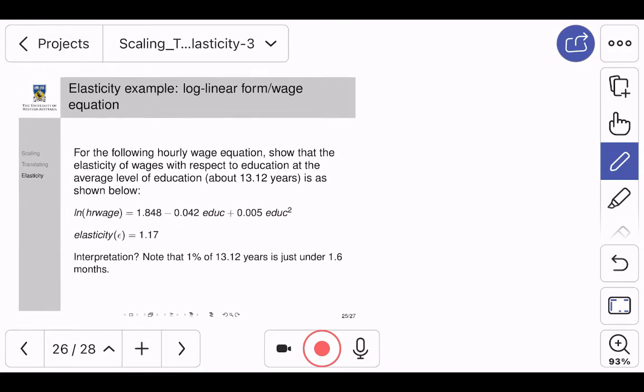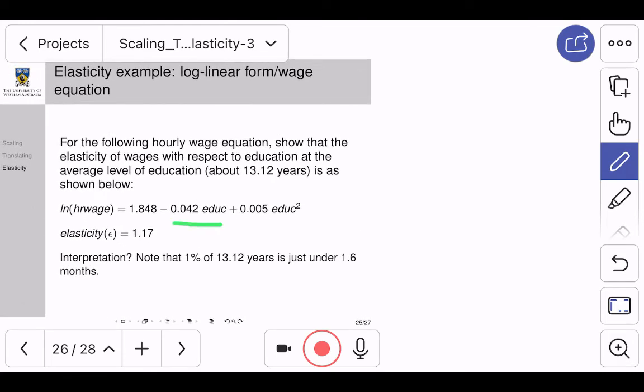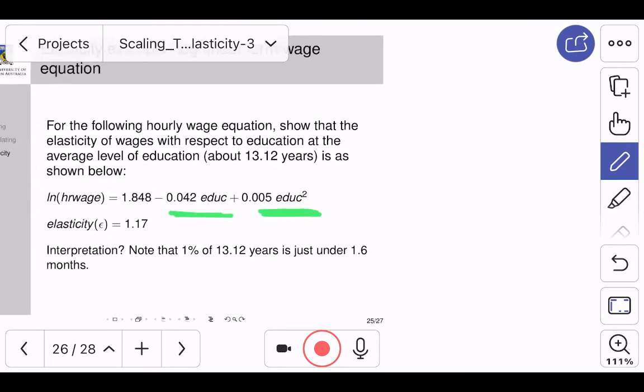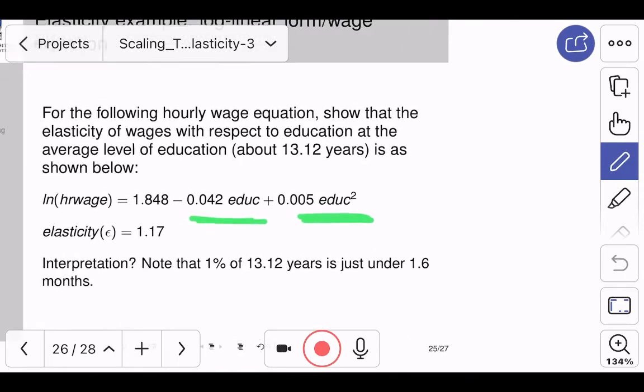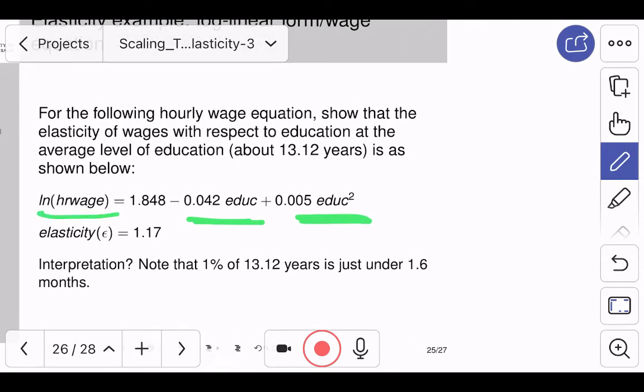Log linear, okay, so we have this. Now this is a quadratic function of an x variable. Our x variable here is education. Suppose the log of hourly wage is described as what you see here, and you have been asked to find out what the elasticity of wage would be with respect to education, and you are supposed to evaluate at a level where education is the average. This is from the 1991 US wage census or population survey, and the average education at that time was 13.12 years.